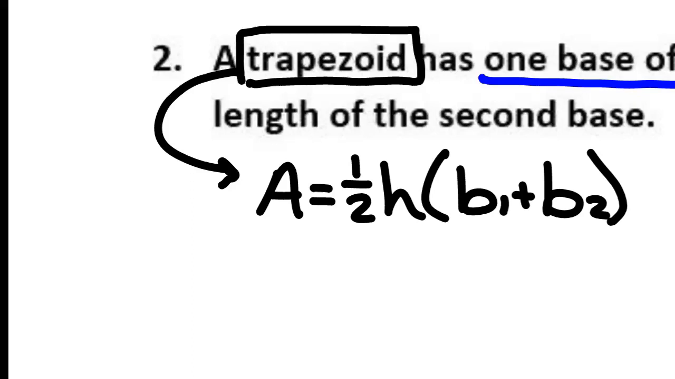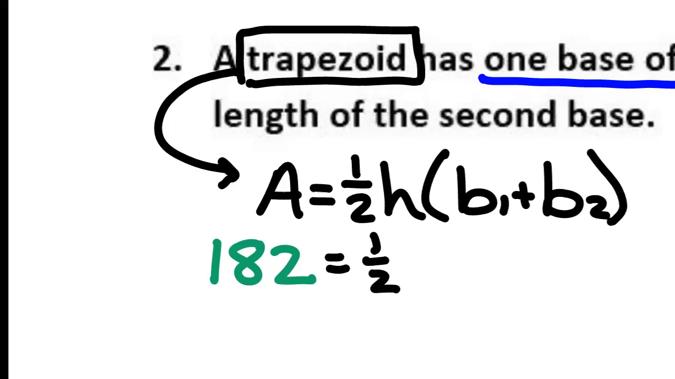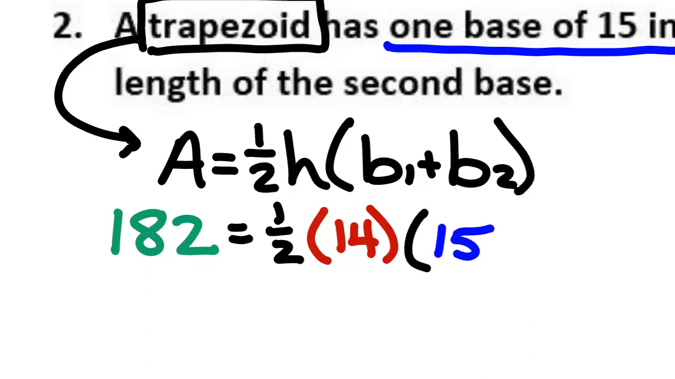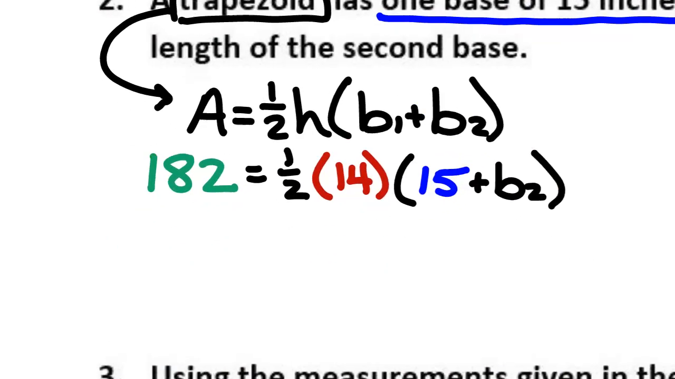We're going to take the information that they gave us and substitute it in. They said the area is 182 square inches, so I put that in the place of A. So 182 equals 1/2. And then we have a height of what? Height of 14. And one of the bases is 15. I don't know how big the other base is, so I'm just going to leave that as base 2. You could put 15 in for base 2, and then we'd find base 1. It doesn't matter which one we find. We're just needing to find the other base.